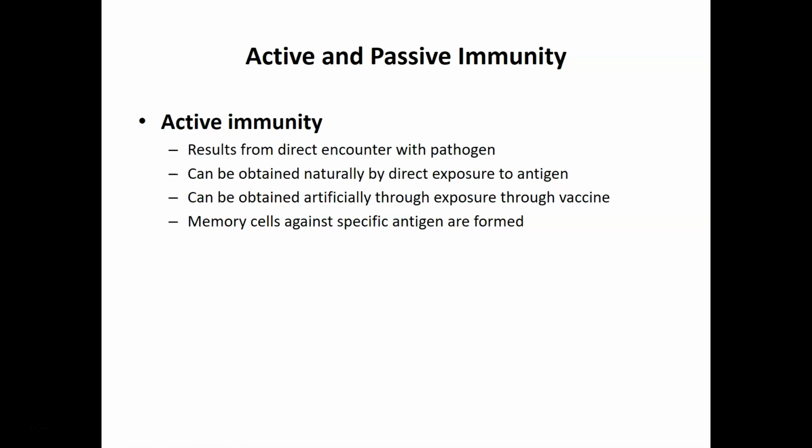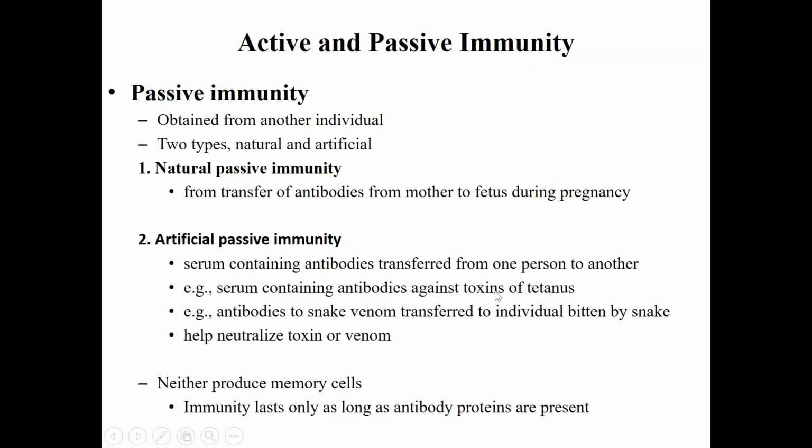This direct exposure to an antigen can be through infection or through vaccination. So infection would be a natural active immunity, and a vaccination would be an artificial active immunity. Okay, how does that differ from passive immunity? Passive immunity results not from direct exposure of the individual to a pathogen or foreign antigen, but by obtaining antibodies, typically from somebody else.